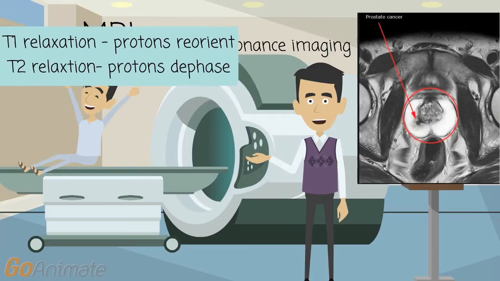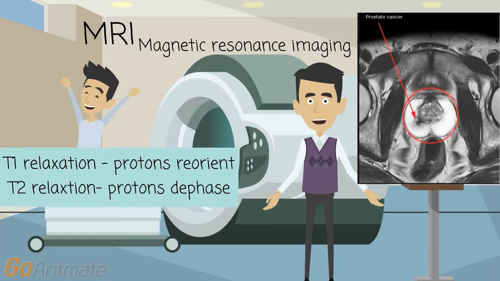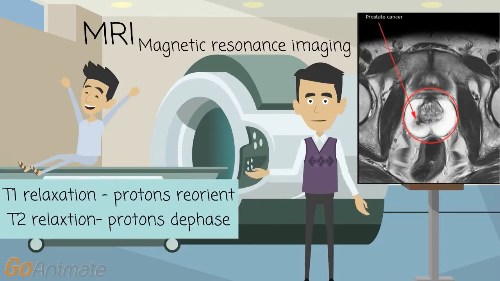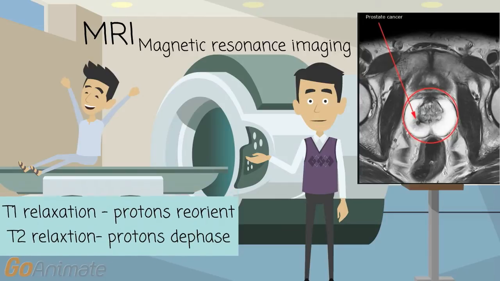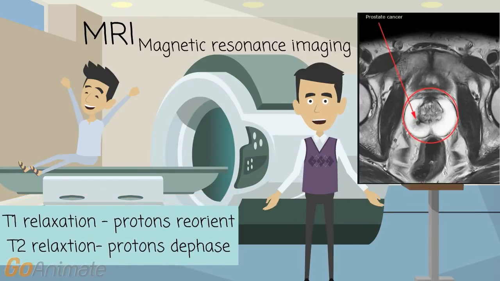In both CT and MRI, image contrast is a function of tissue density. For MRI, the source of signal is protons. Additionally, tissue relaxation properties impact image contrast in MRI. There are two types of relaxation properties, T1 relaxation and T2 relaxation. During T1 relaxation, protons reorient, resulting in the recovery of longitudinal magnetization, helping differentiate post-biopsy hemorrhage from the tumor.